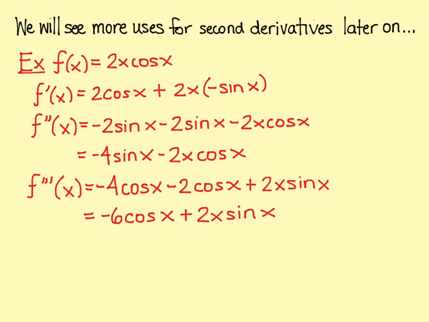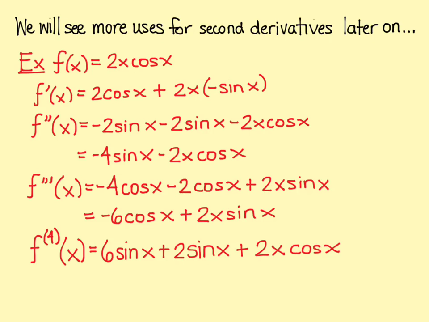And there's no reason why we couldn't take a fourth derivative here. We're going to take the derivative term by term, so the derivative of the negative 6 cosine x ends up being a positive 6 sine x, because the derivative of cosine x is negative sine x, plus the derivative of the 2x sine x gives us 2 sine x plus 2x cosine x. And again, we can simplify by combining the like terms together. So notice that we could keep going forever just taking derivatives of derivatives. These are called higher order derivatives.